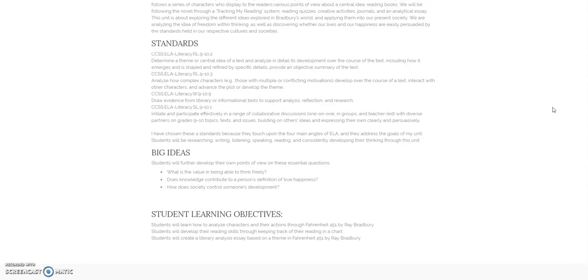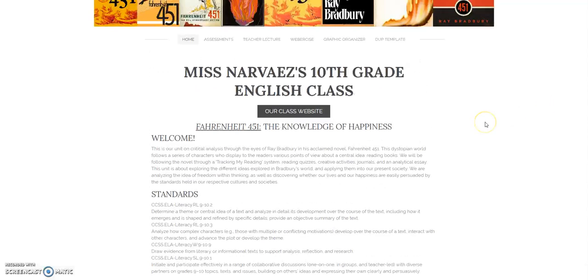The student learning objectives for this unit are: students will learn how to analyze characters and their actions through this novel. Students will develop their reading skills through keeping track of their reading in a chart, and students will create a literary analysis essay based on a theme in Fahrenheit 451.